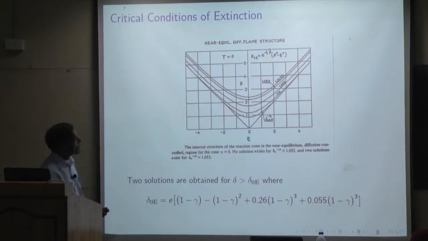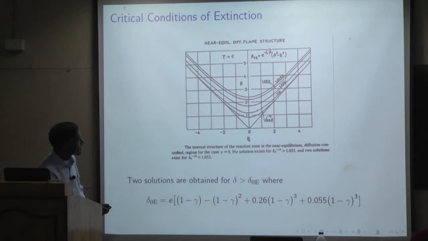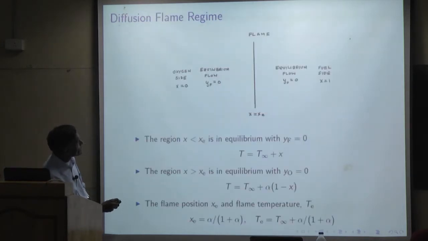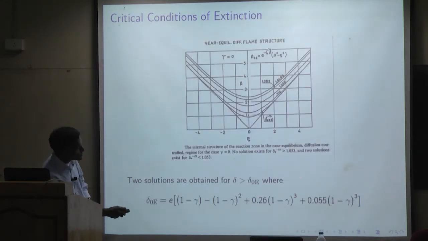Now this is from the equilibrium flame structure. He predicted the critical conditions of extinction, and also the Damköhler number at extinction. So this is the analysis I want to go into in a little more detail: the diffusion flame regime. To summarize, that's the ignition problem, which I will not be talking about, but this is the extinction, which I'm going to talk about.